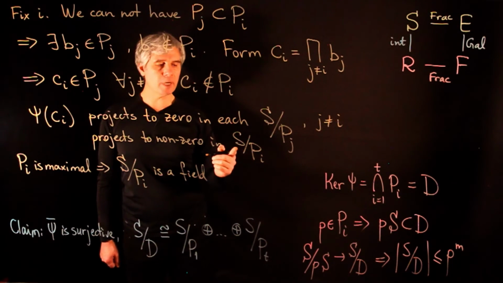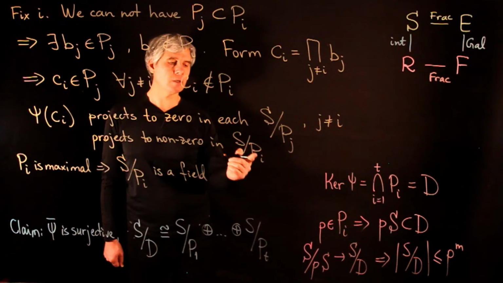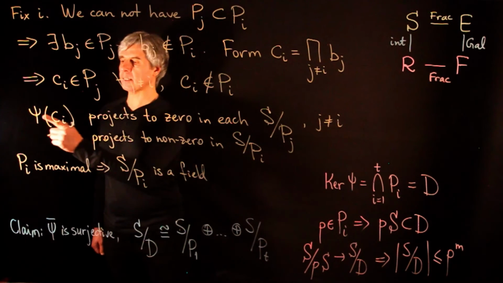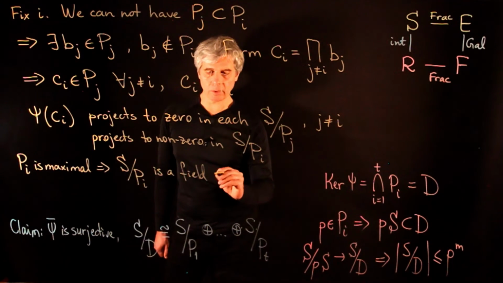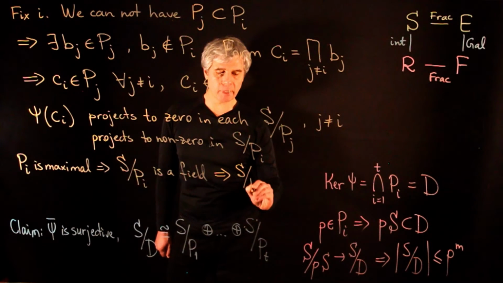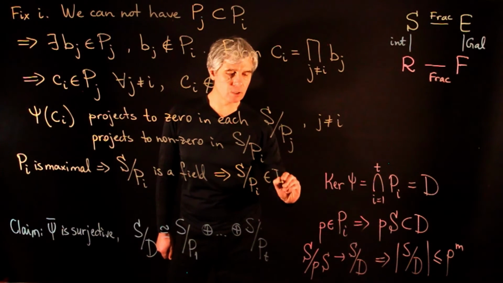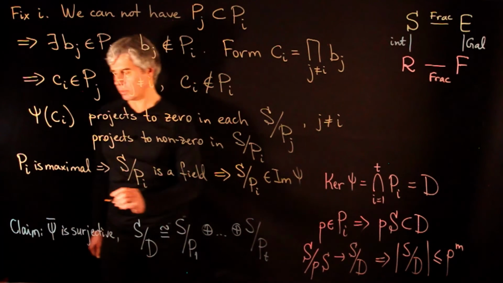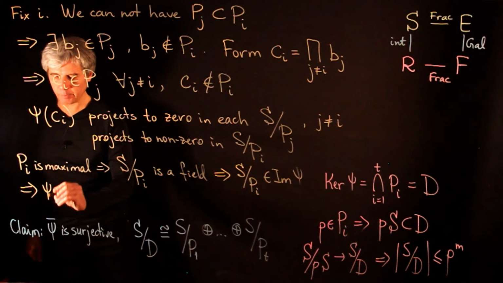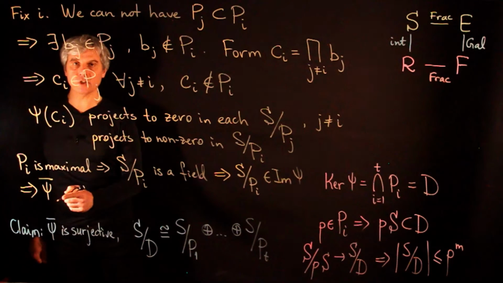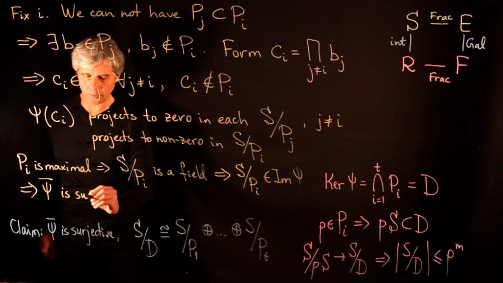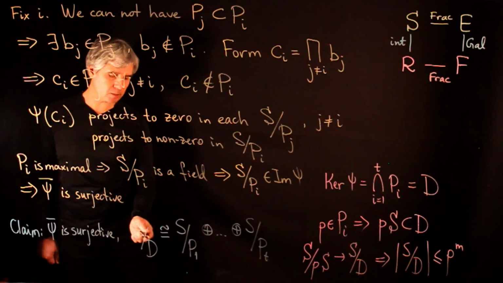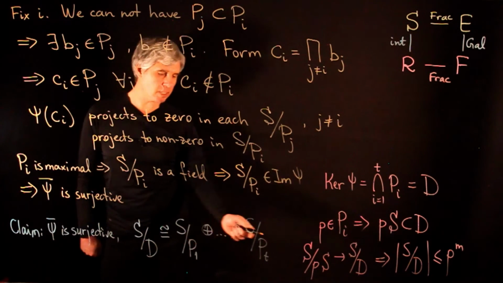This implies that if we have a non-zero projection to S quotient by Pi, then any element of this quotient may be obtained as an image under Psi. So we conclude that S quotient by Pi belongs to the image of Psi. And since this can be done for any i, this tells us that the map Psi bar, which has the same image as Psi, is surjective. And we have an isomorphism of S quotient by D to this direct sum of these fields.